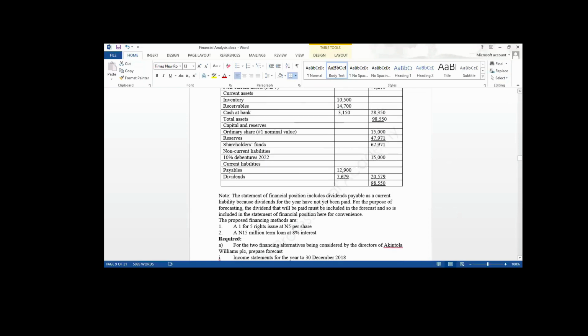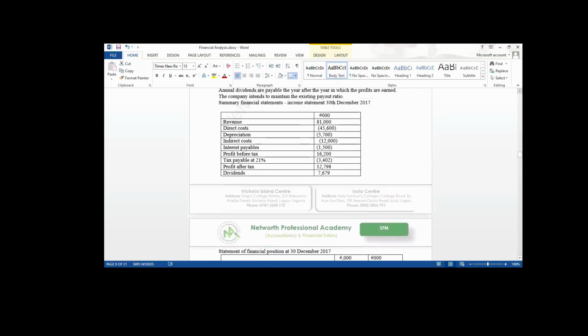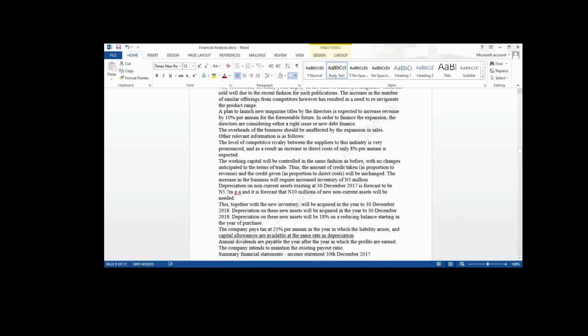Still in paragraph 2, look at it. In order to finance the expansion, the directors are considering either a rights issue. Rights issue is equity financing or new debt. Next, the overhead of the business should not be affected by the expansion in sales.